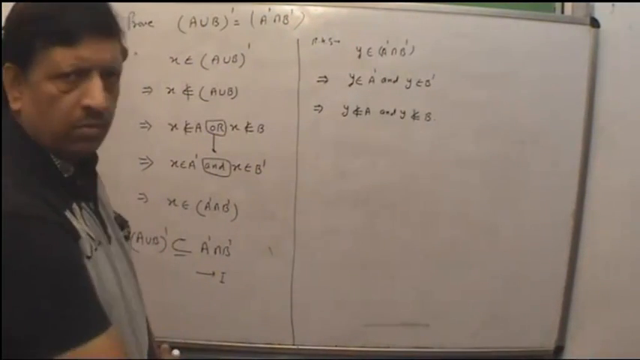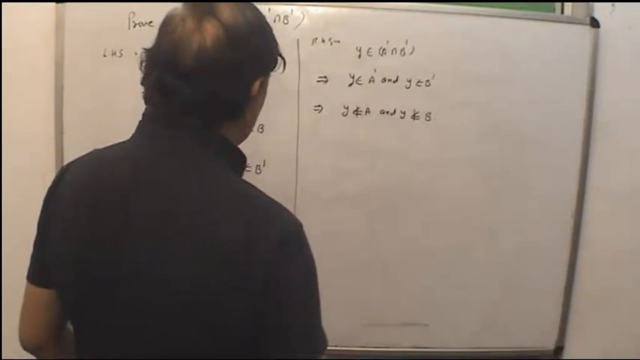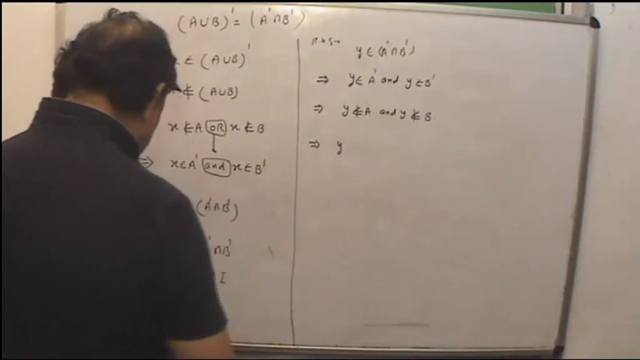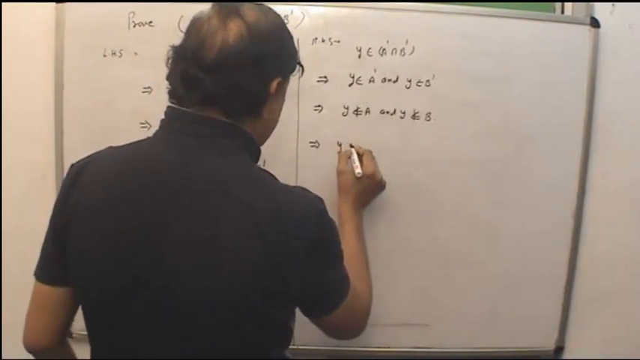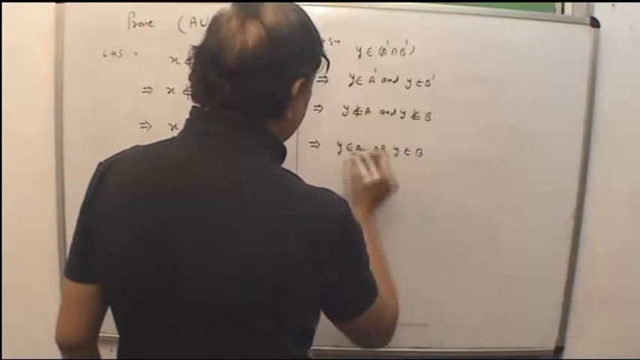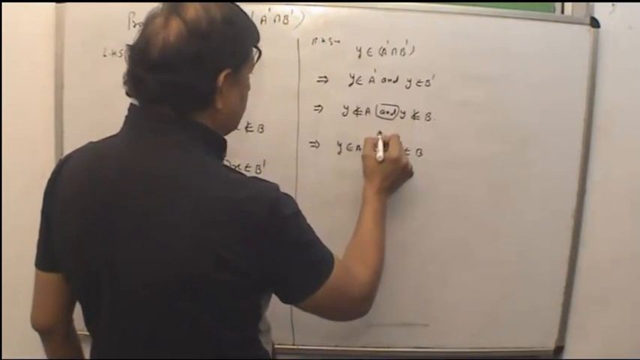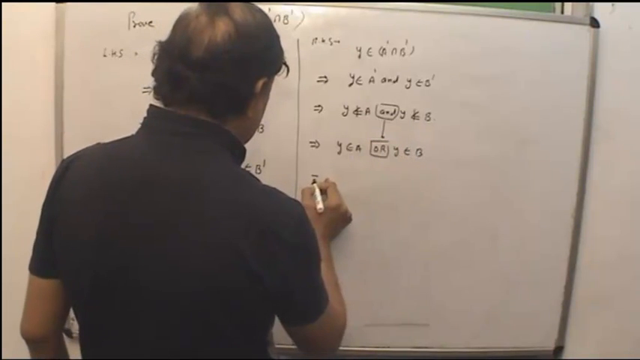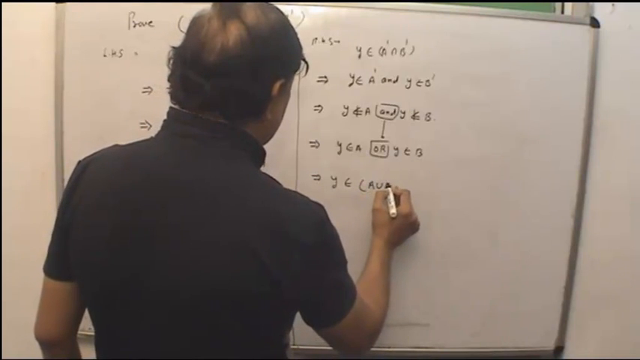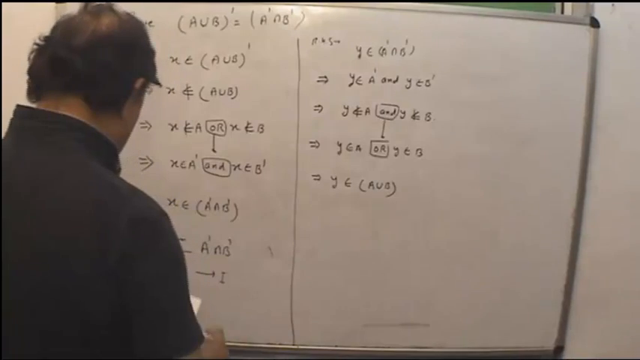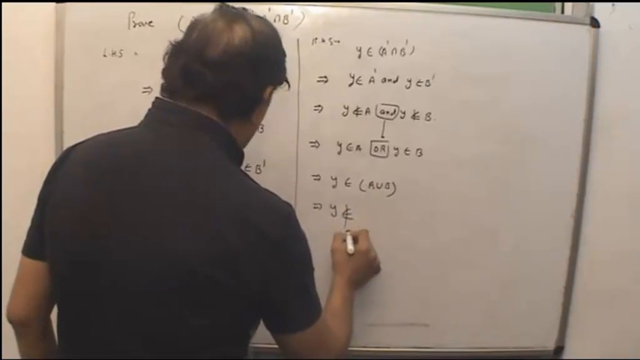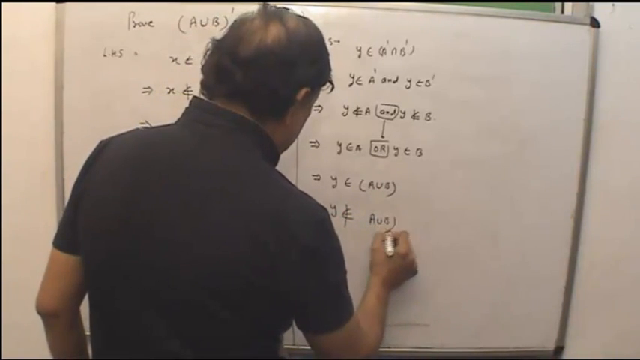And Y does not belong to B. If we take the complement, it means Y belongs to A or Y belongs to B. In complement, and changes to or. This implies Y belongs to A union B. This implies Y does not belong to A union B complement.